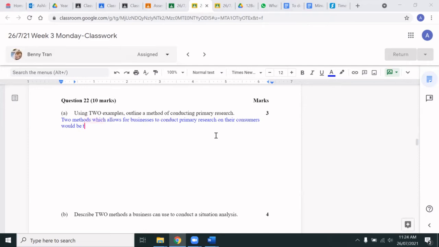Using 2 examples, and look, in a HSC, they might change something some year. So use your brain and think about it. But every year I've seen, different questions are different business functions. So let's look at the question. Using 2 examples, again, look at the number it says. And this is a bit obscure. They usually have scenarios. Look at the HSC to get ideas. Outline a method of conducting primary research.